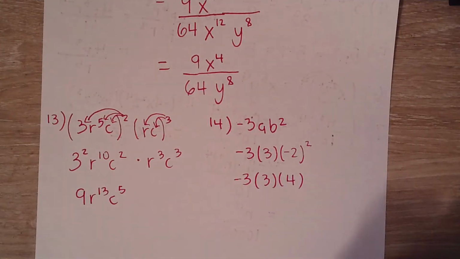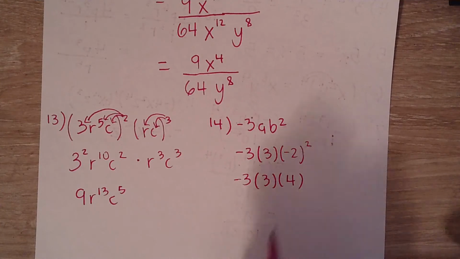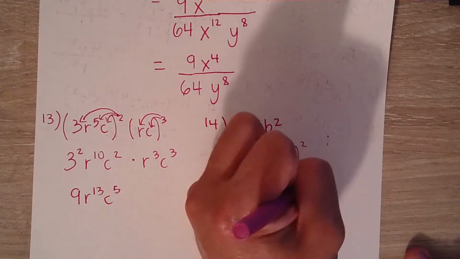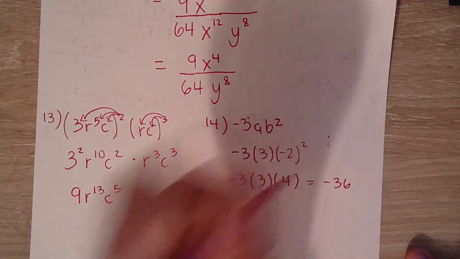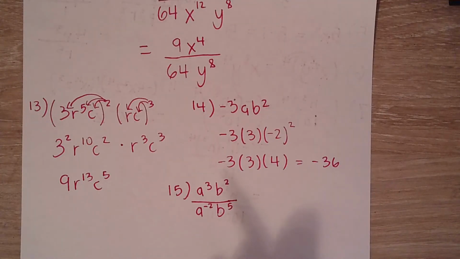-3 multiplied by 3, that gives us -9. -9 multiplied by 4, that gives us an answer of -36. Final answer.